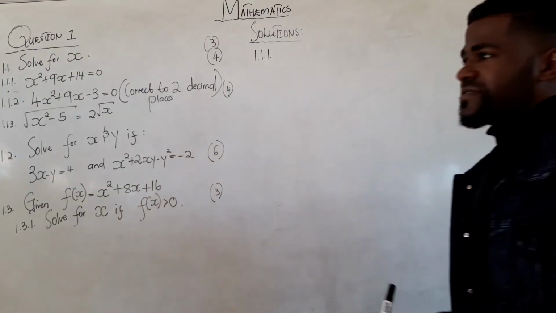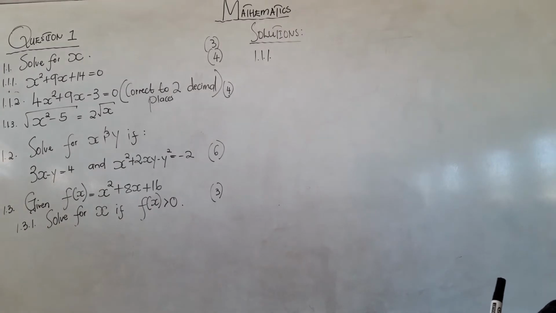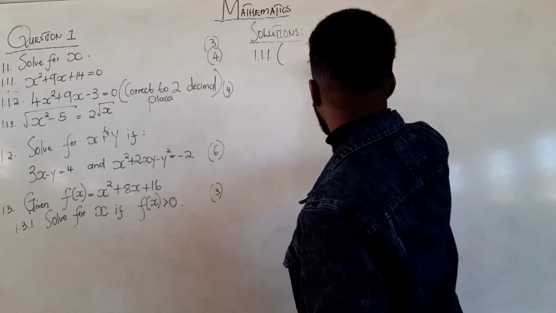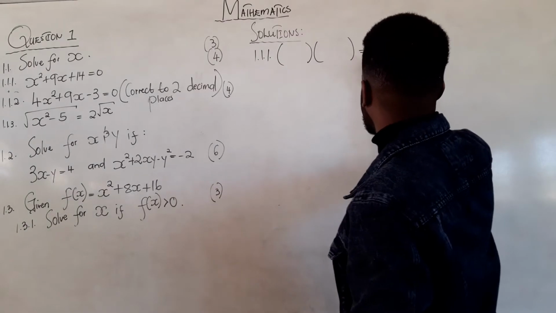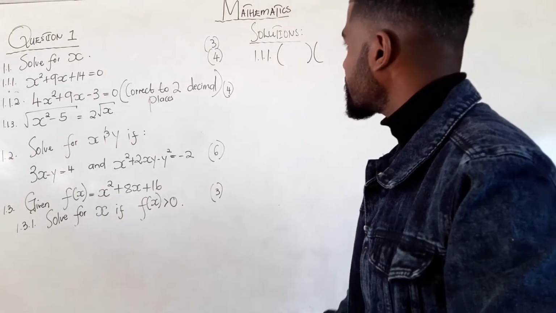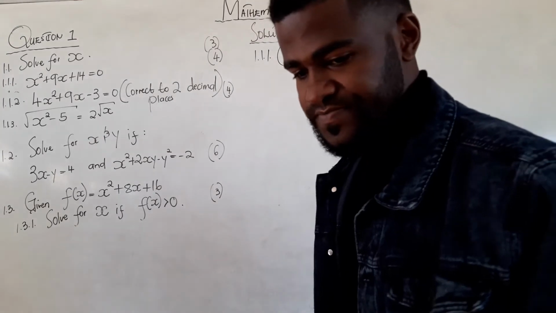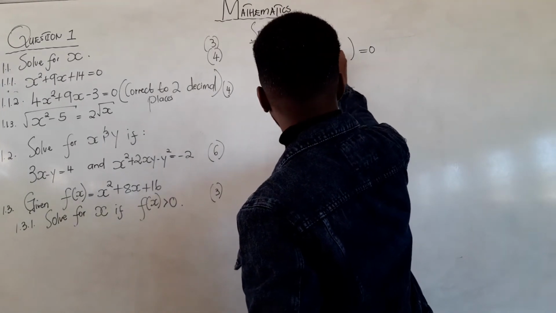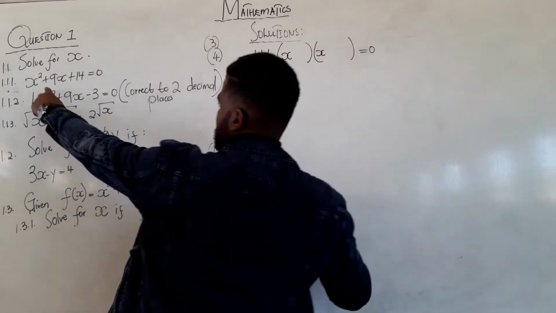1.1.1. The first question states that x squared plus 9x plus 14 is equal to 0. Now let us use two brackets to factorize. So it is going to be x times x will give you x squared.